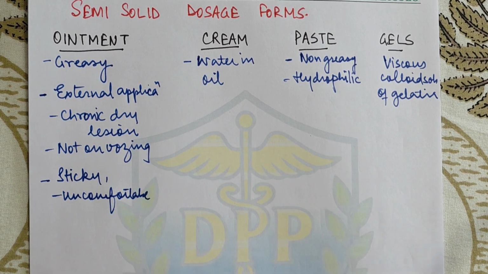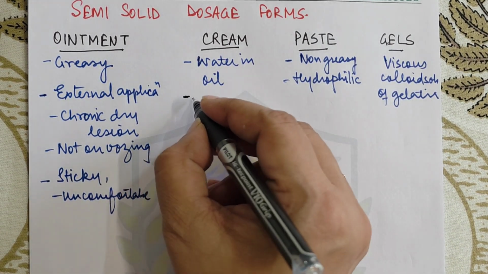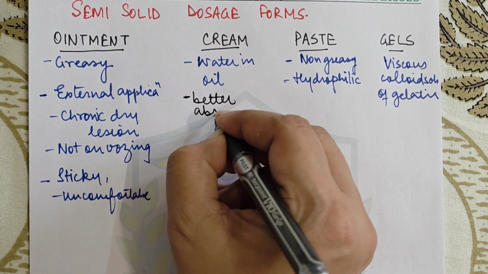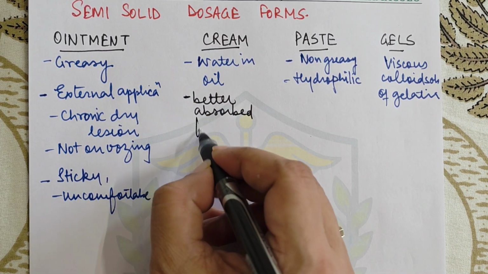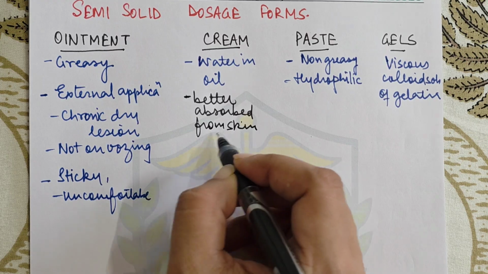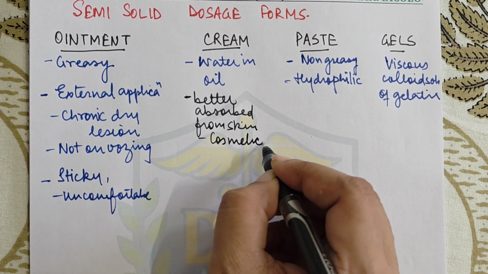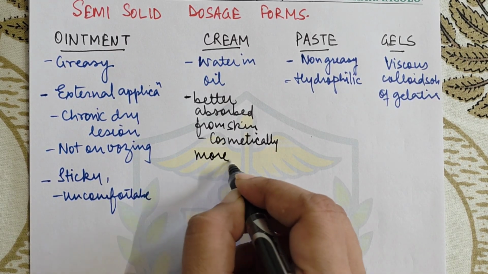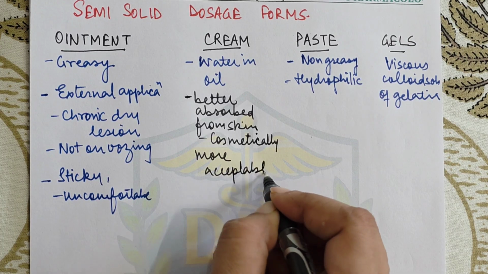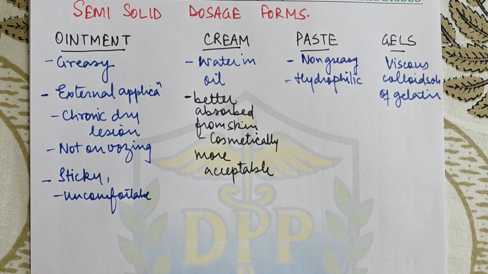Now a cream is basically a water and oil emulsion. It is better absorbed because it is hydrophilic, more water content is there, so it is better absorbed from the skin, and it is cosmetically more acceptable than an ointment. So you must have seen a lot of creams also which are being used.